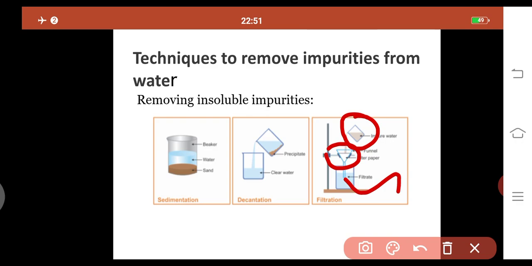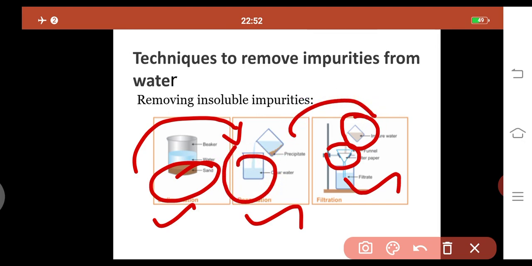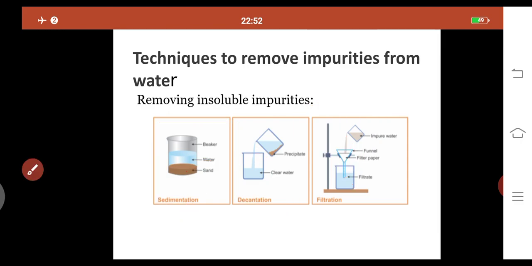And then we have something called sedimentation and decantation. Sedimentation is when you keep the water in a still position without moving it or shaking it, without disturbing the water, the heavy particles will settle down. Then you can decant, which means once the sand particles settle down, you take the water, but it will still have some impurities, so then we get into the process of filtration. So first is sedimentation, decantation and filtration. This is how we can remove the insoluble impurities from water.